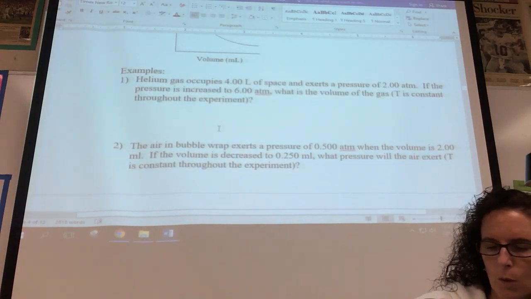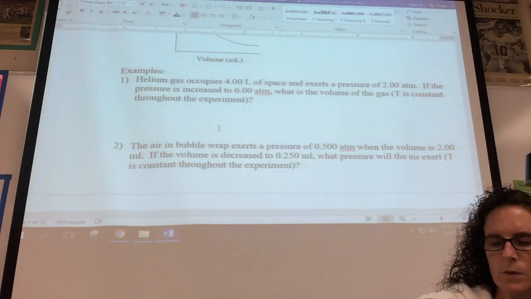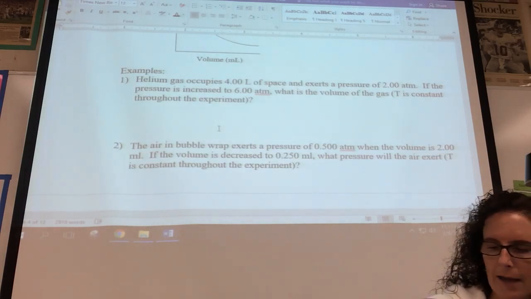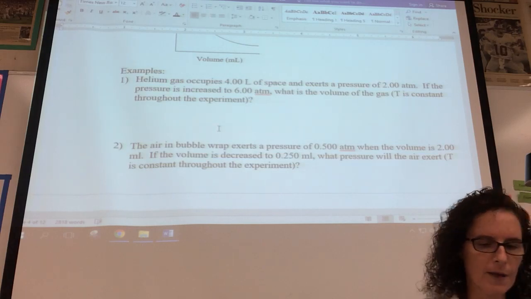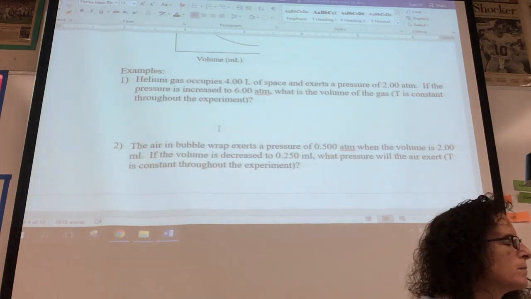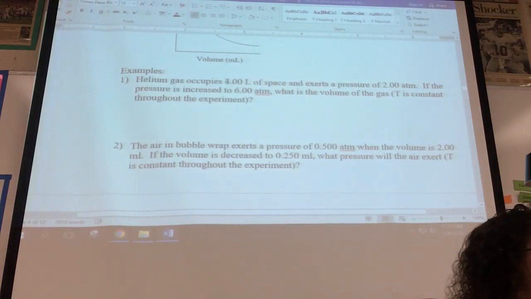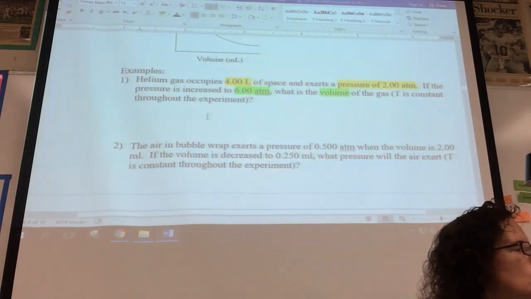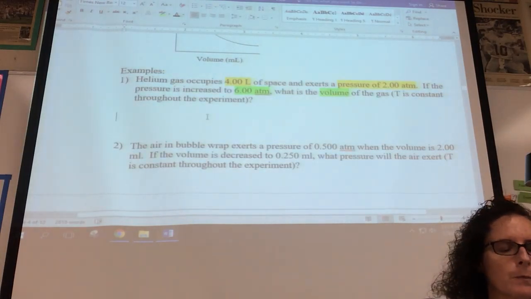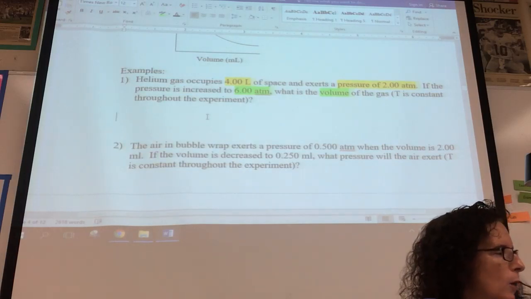There are a number of different ways to solve these types of problems. Some of them really can be solved in your head. Others will require that you write everything out. In the first example, it says helium occupies 4 liters of space, volume, and exerts a pressure of 2 atmospheres. The pressure is going to be increased to 6 atmospheres, and we want to know the volume when the temperature is constant throughout.